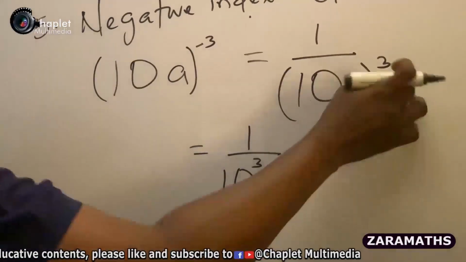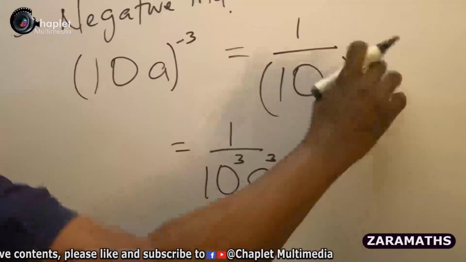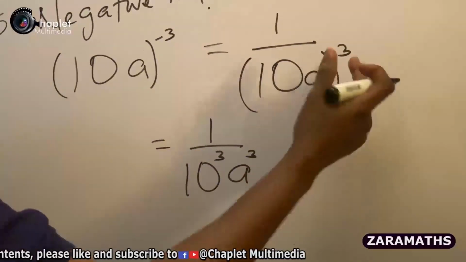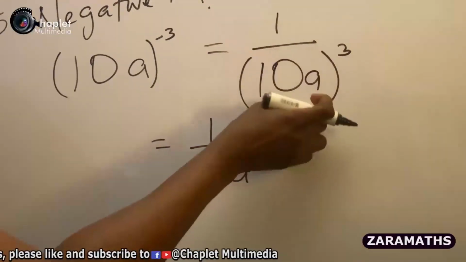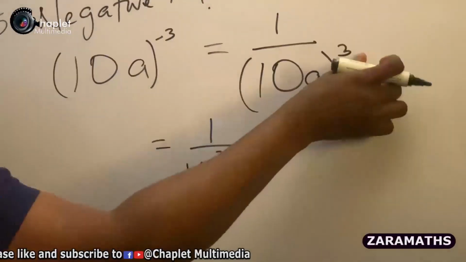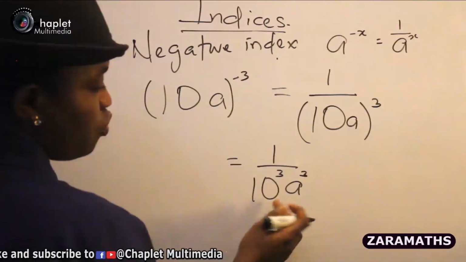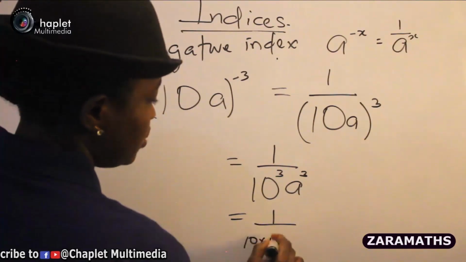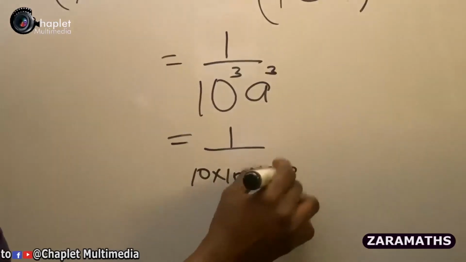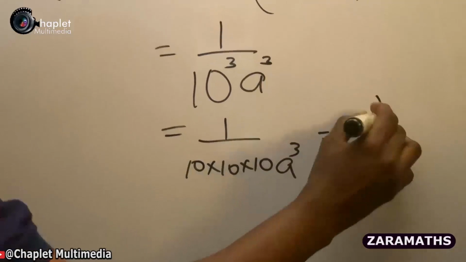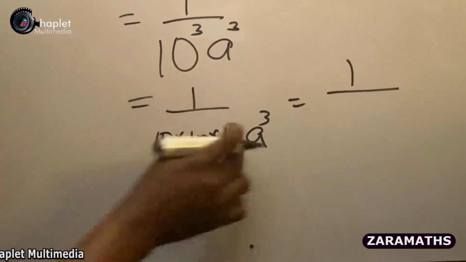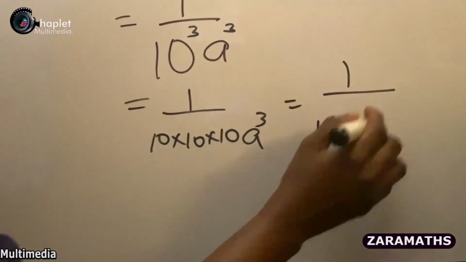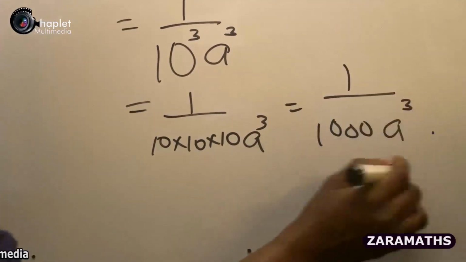This is applying the bracket index. So here, what you do to the coefficient, you do to the base. So in this form, you now have 1 over 10 times 10 times 10, a raised to the power 3. It was 1 over 10 times 10, 100, 1000, a raised to the power 3.